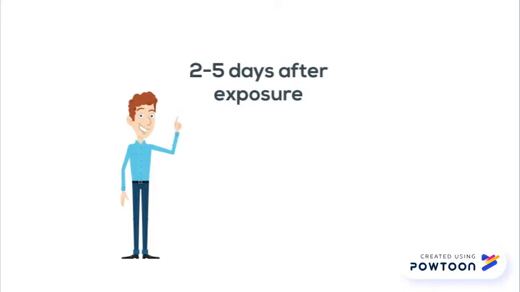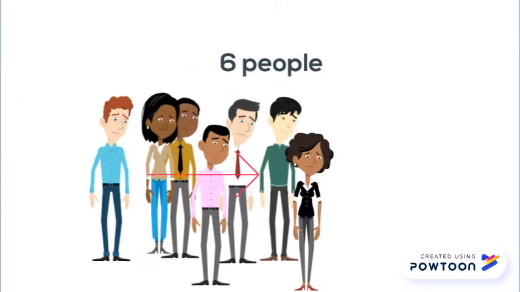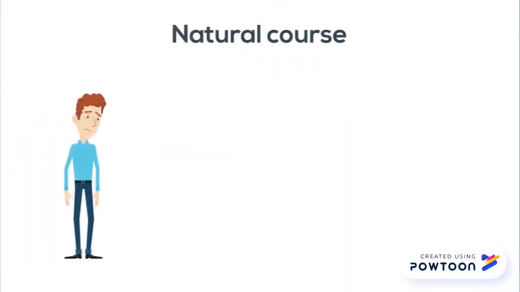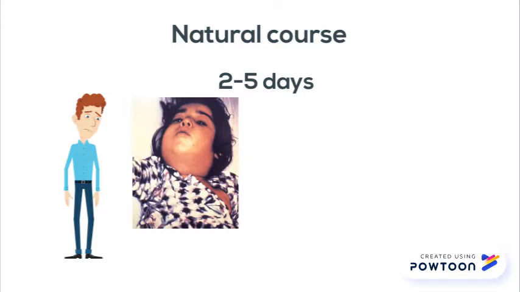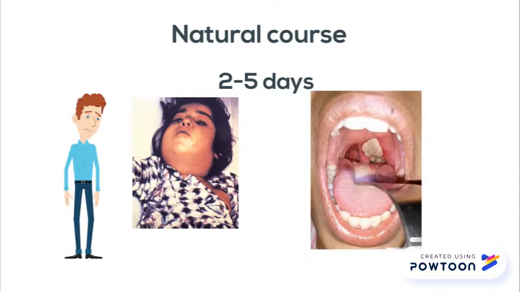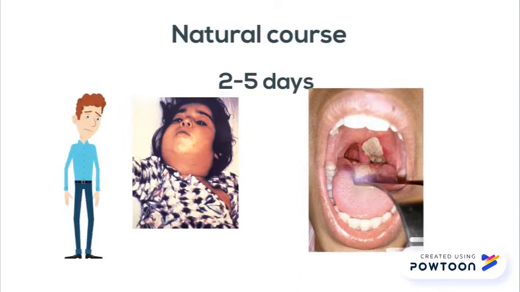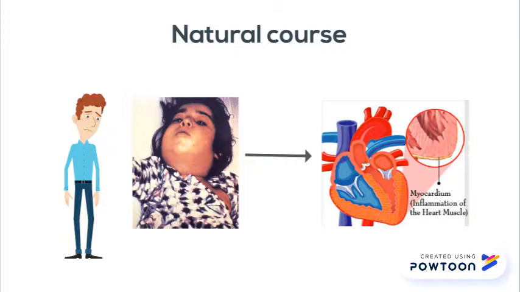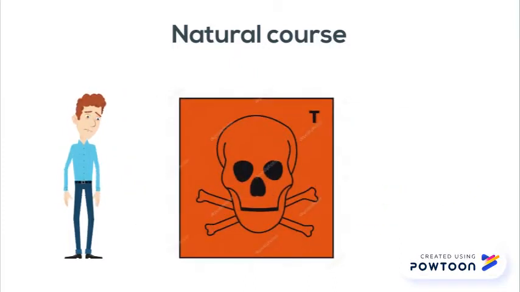Symptoms usually start 2 to 5 days after exposure, and it can spread from the carrier to 6 other people. Symptoms start occurring first in the throat, such as a large white patch and pain when swallowing. This deteriorates to respiratory problems when the throat blocks up. As the exotoxin reaches the blood and lymph systems, myocarditis and neuritis will occur, which can lead to death.